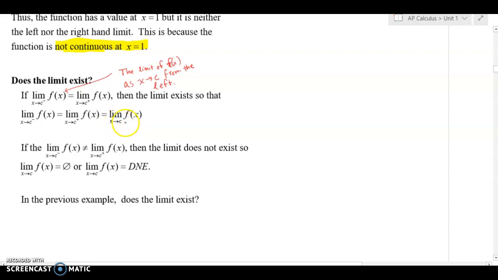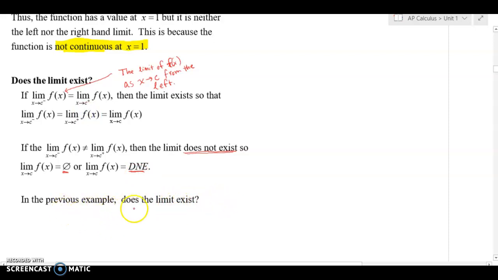All right? So I'm not saying all the words that I need to say, but I'm saying it so that it'll be simpler to understand. Okay? So if the limit from the left does not equal the limit from the right, then the limit does not exist, as we said on the picture up there, right? So that means the limit is equal to undefined, or you could write DNE.